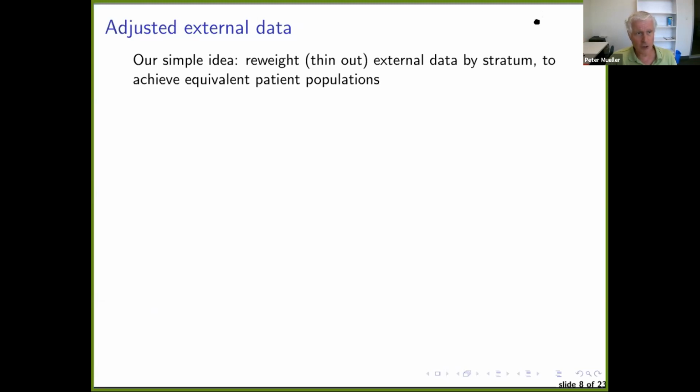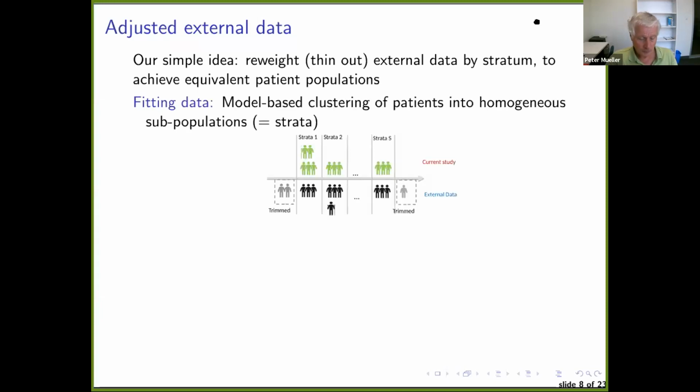And we want to do that such that after that reweighting or thinning out, you can then claim equivalent patient populations. When we want to introduce these weights, we want to proceed on the basis of a coherent model-based procedure. What we'll do is fit mixture models for the current data. Here's again the red current data and blue historical data. We want to fit mixture models to both of these.